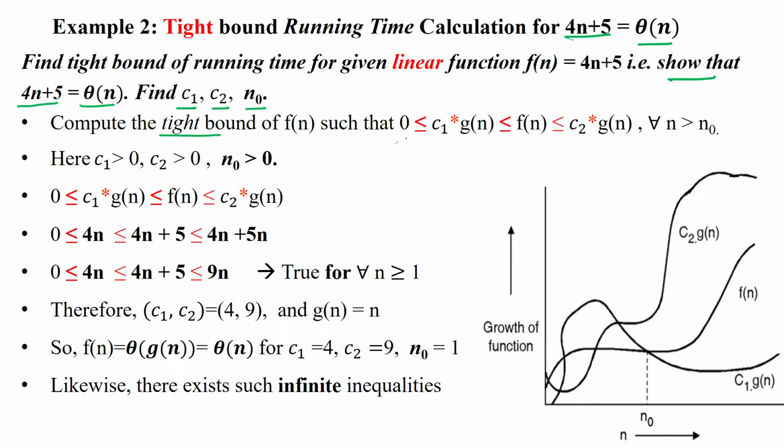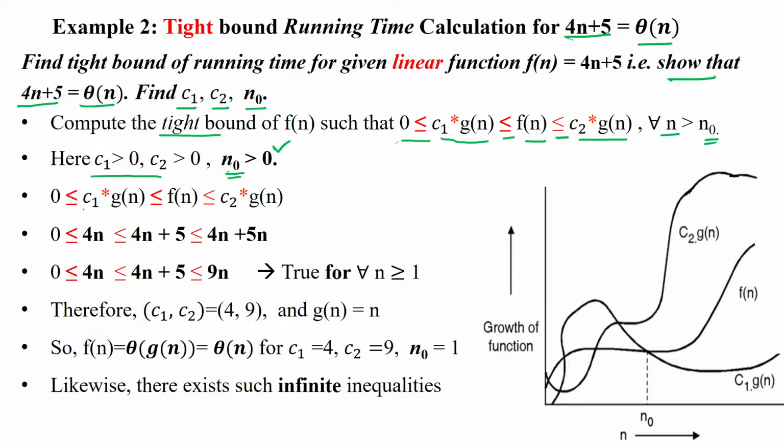calculation. We have the criteria 0 less than or equal to C1 into G of n, less than or equal to F of n, less than or equal to C2 into G of n, for all input sizes greater than the initial input size N0. Here N0 is a positive number, so it will be greater than 0. C1 and C2 are also positive numbers, they should not be 0, right?